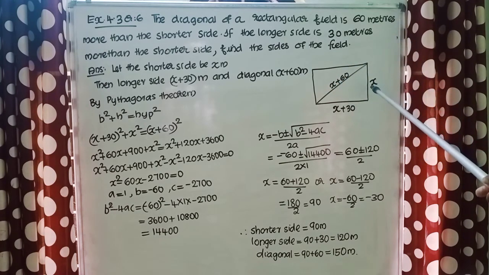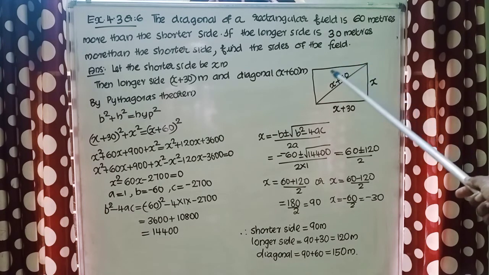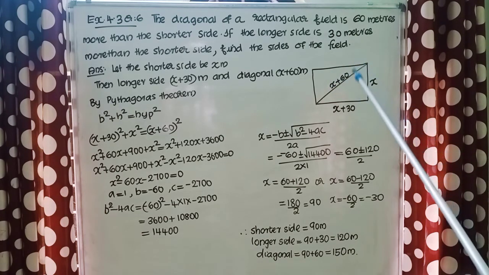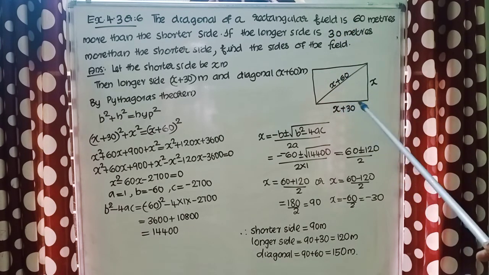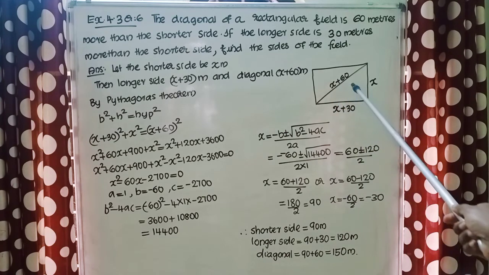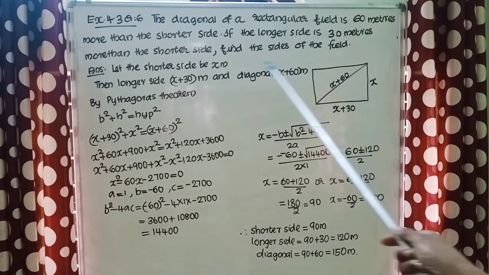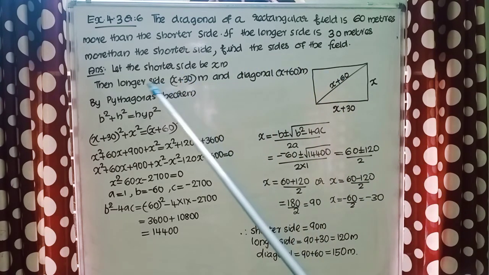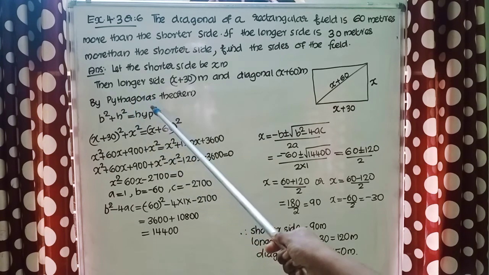So let us take the shorter side be x. Then the diagonal is x + 60 and the longer side is 30 meters more than the shorter side, so the longer side is x + 30. So here this is a right triangle, so we can apply the Pythagoras theorem. It is base square plus height square equal to hypotenuse square.